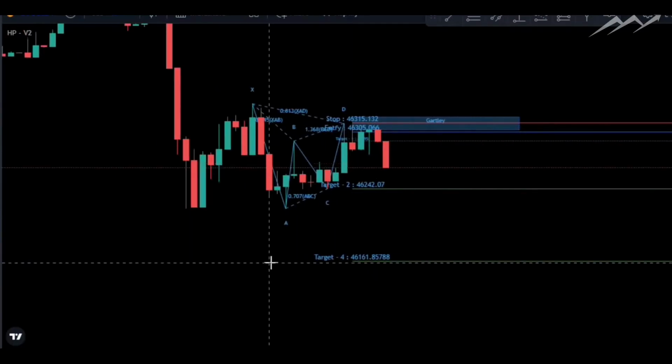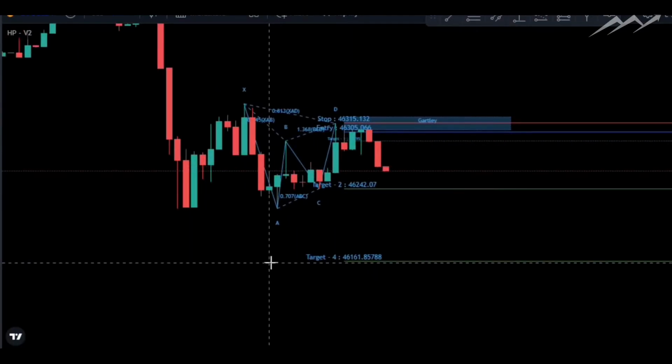You can see for yourself that the price candle went down from there. It works very accurately.